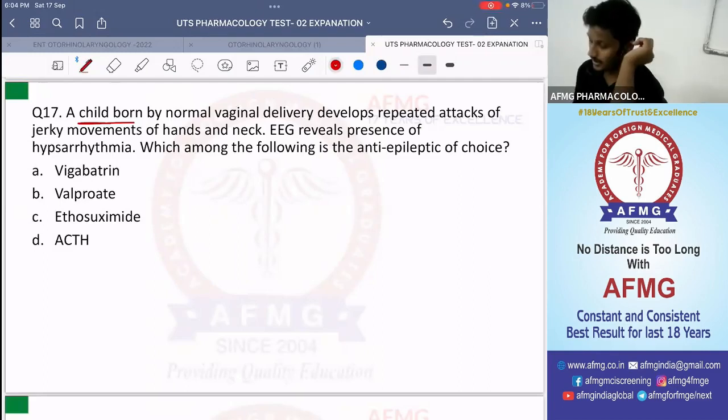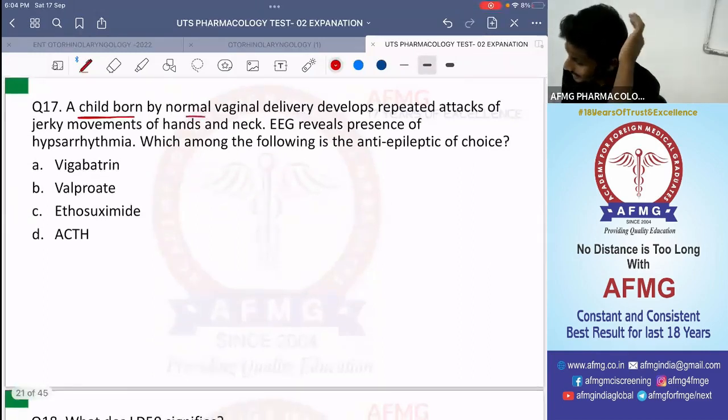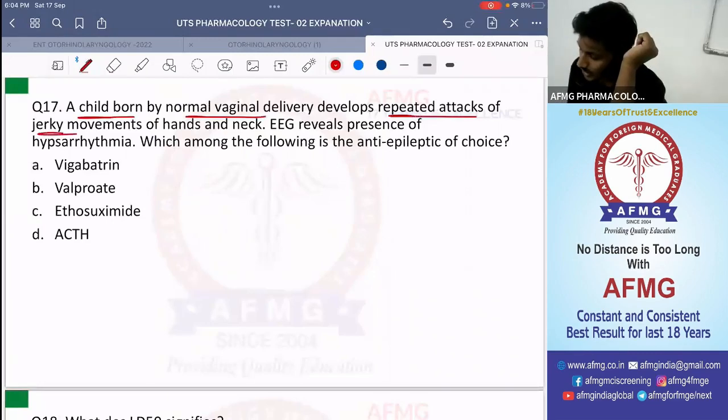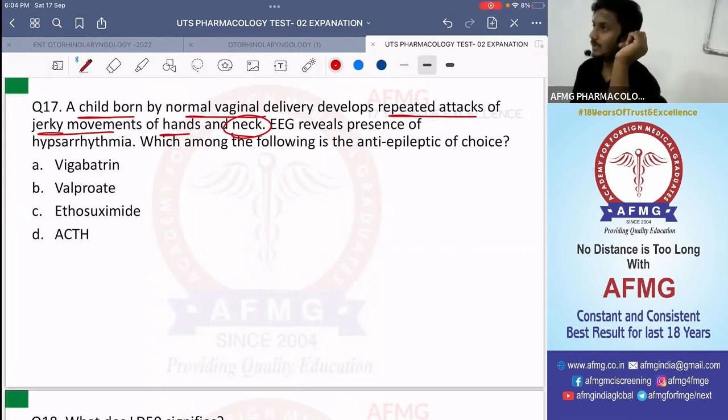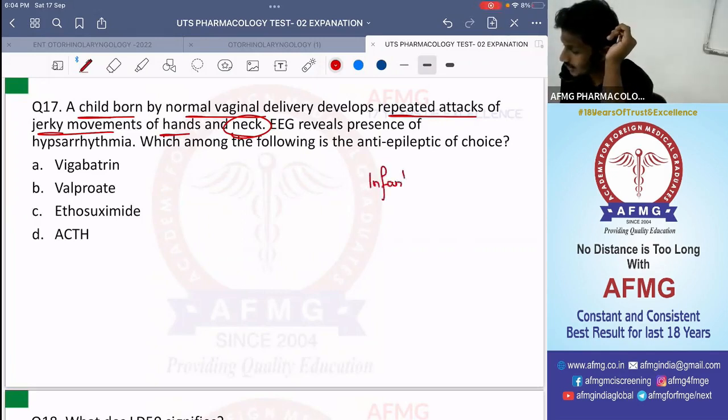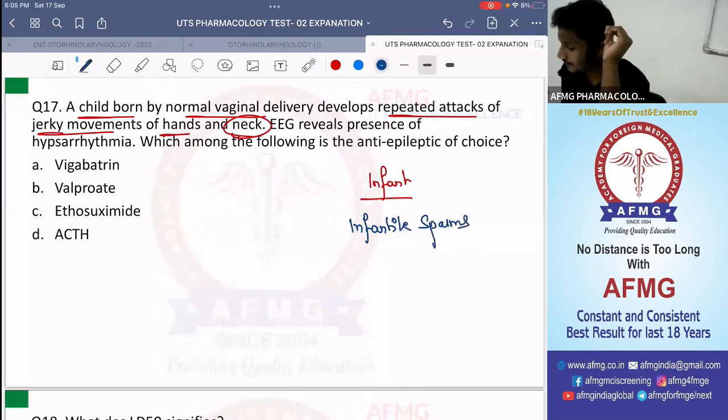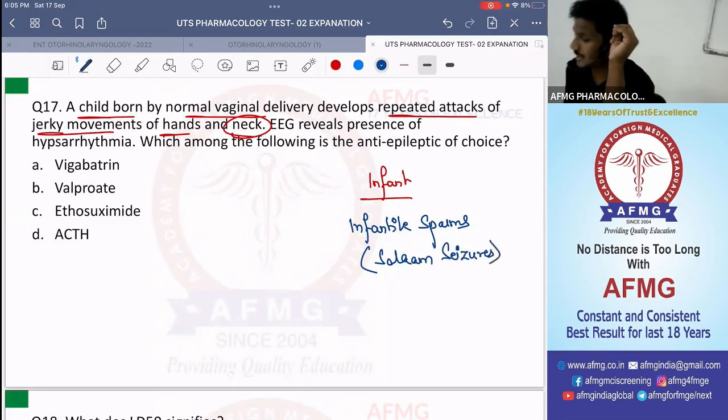ठीक है, a child born by normal vaginal delivery develops repeated attacks of jerky movements of the hands and neck. So he is developing jerky movements of neck usually. इसको क्या बोलोगे? So a child who is born, that means the child is an infant, and immediately he is developing these jerky movements of neck. These are nothing but a type of seizures called infantile spasm, also known as West seizures. They look like he is doing a salam. Therefore, these are also called salam seizures. So, infantile spasms or salam seizures.